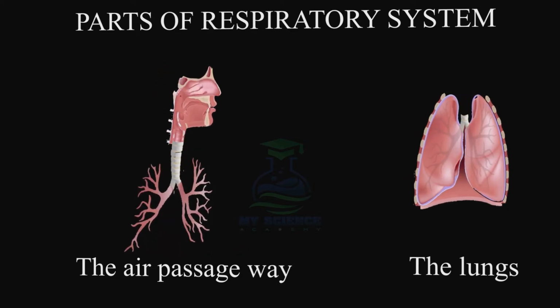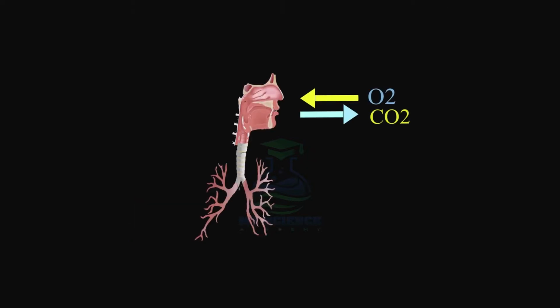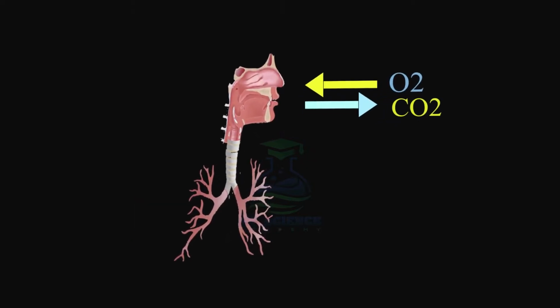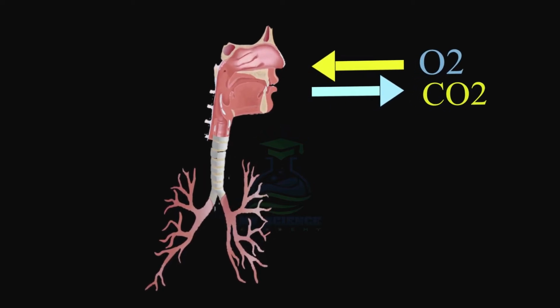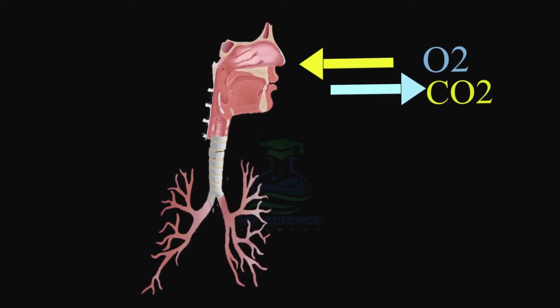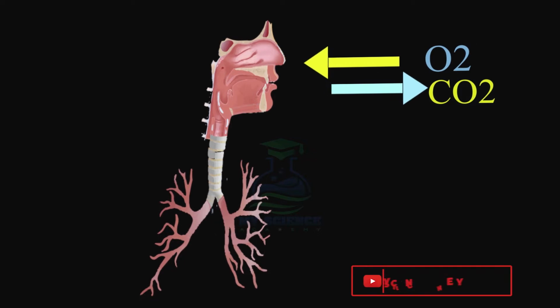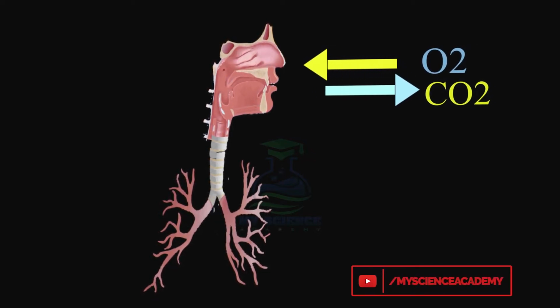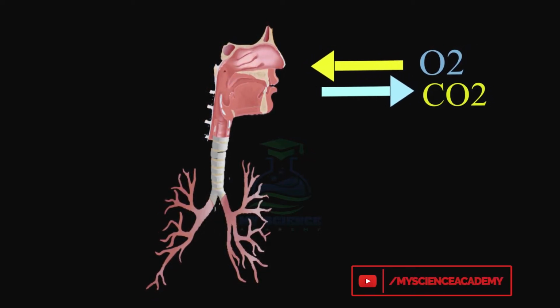Let us discuss the air passageway first. The air passageway consists of parts through which the air from outside comes in the lungs and after the exchange of gases it goes out. Next we will study the parts of air passageway.